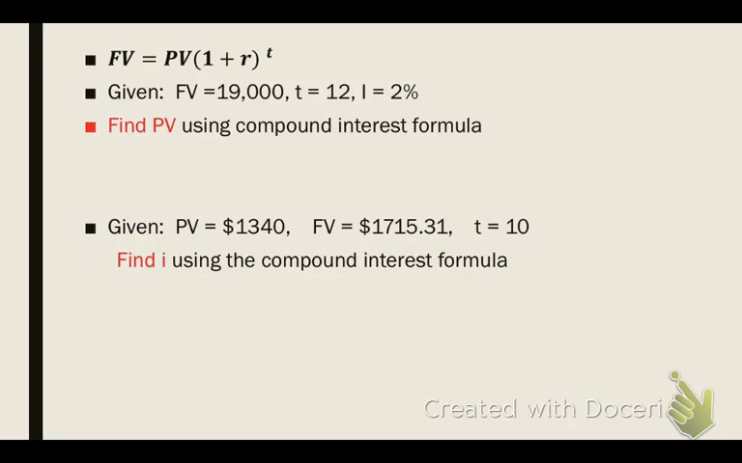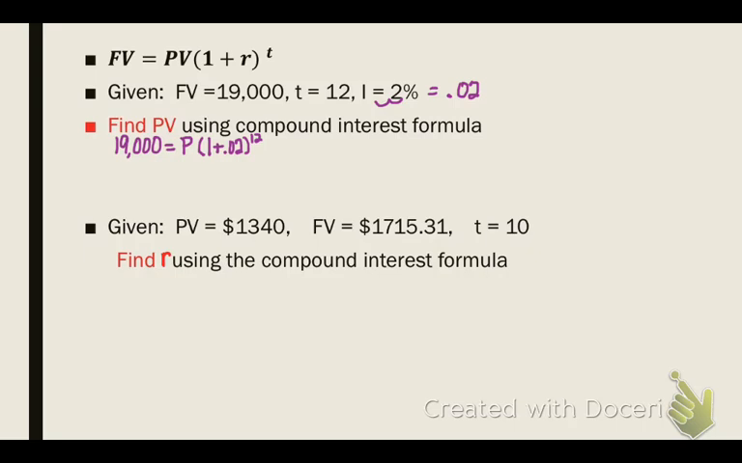But you're going to run into some other problems in your work where you're not finding the future value. In this particular problem, they give you the future value and they want you to find the present value. So I'm going to use the same formula, but instead of the future value, I'm going to say 19,000 equals, and I'm just going to use a P instead of a PV to represent my present value, times 1 plus my interest rate, which is 2%, expressed as a decimal, 0.02, raised to, for 12 years, my time period of 12 years.